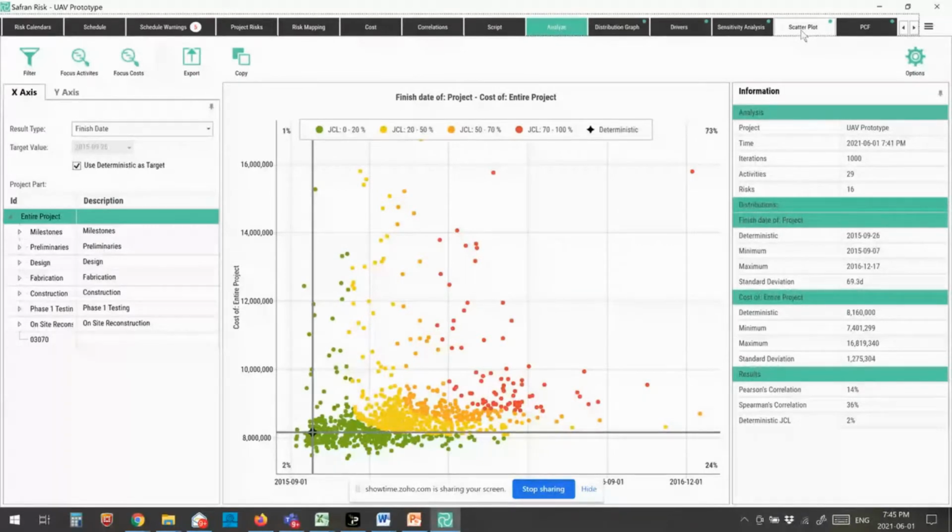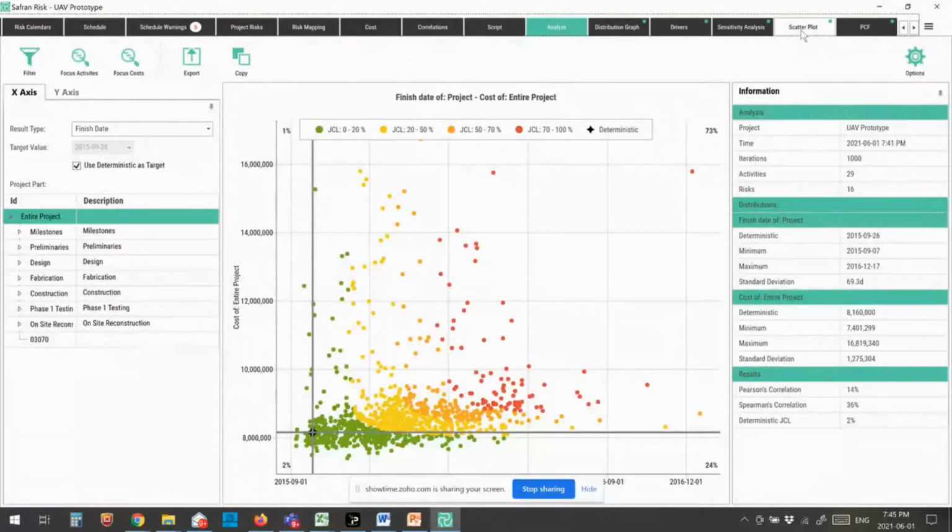Now, the thing is, if I complete my project on time, but I'm over budget, no one's going to say I had a successful project. Similarly, if I'm on budget, but I'm over time, no one's going to say I had a successful project. And what I really want to understand is, how do I get success in both?